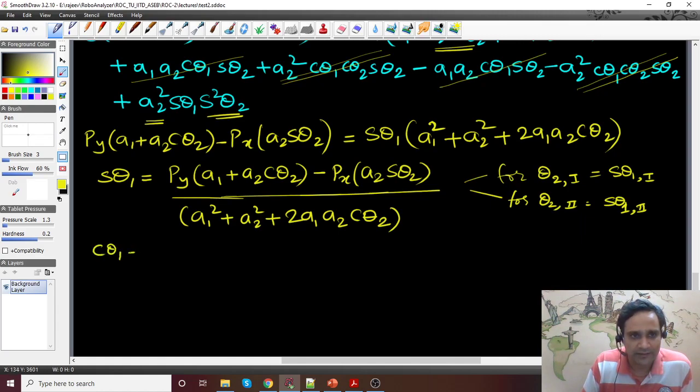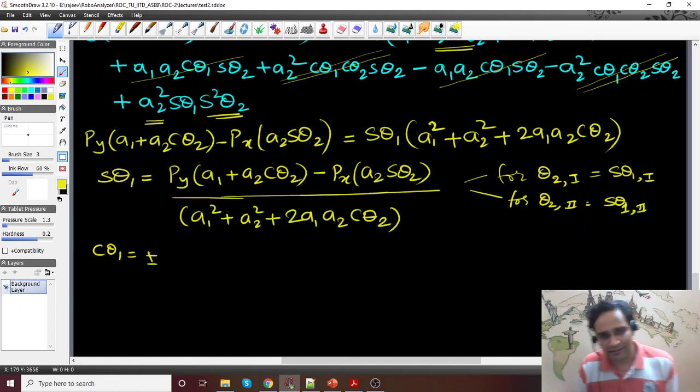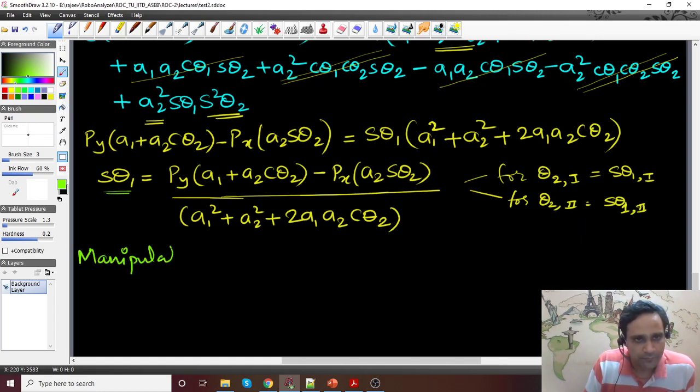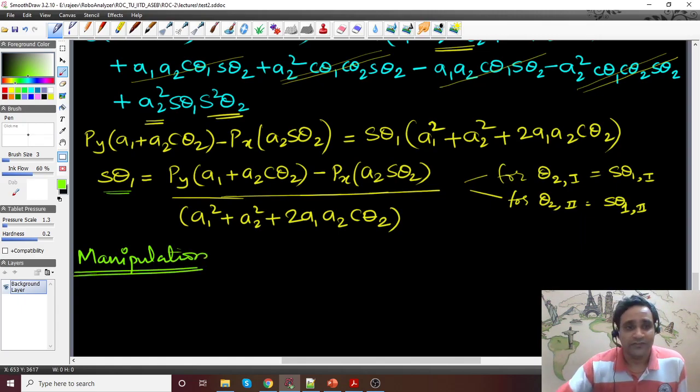Similar to the earlier case, what we can do is, no, let's not do that, because again we'll have two sets of solutions, then we'll have to do a lot of other manipulation. So what do we do here again is, we have found the value of sine theta 1, so we'll do another manipulation. Okay, now what is that manipulation?